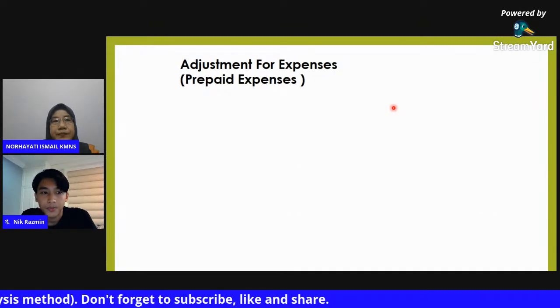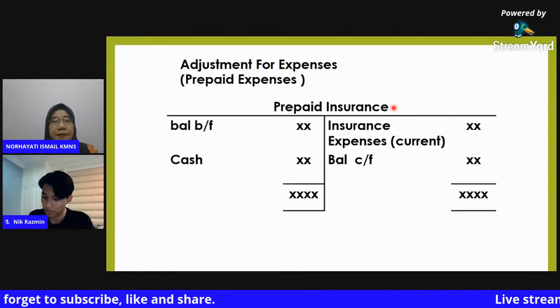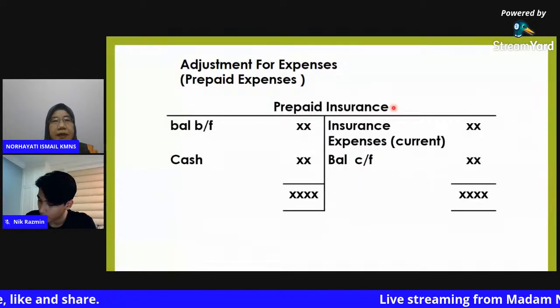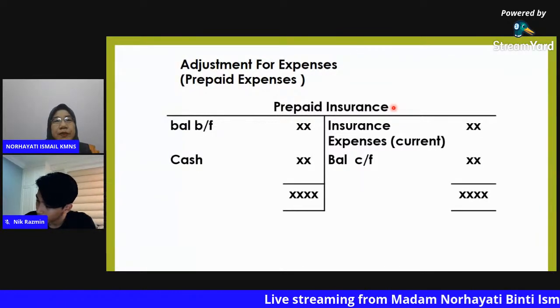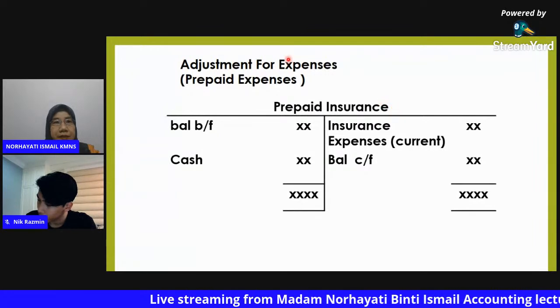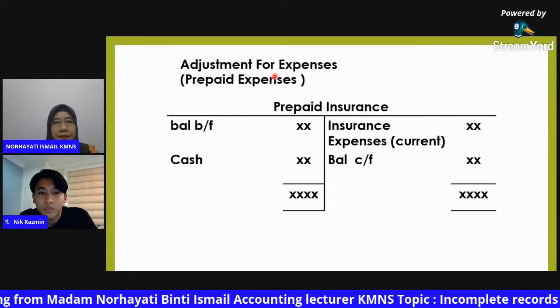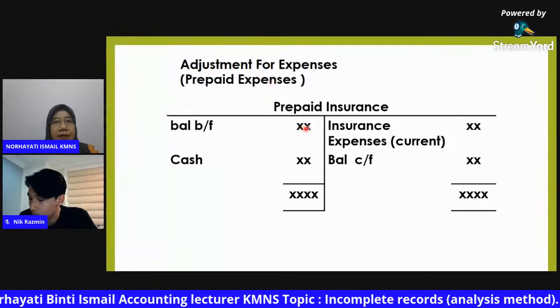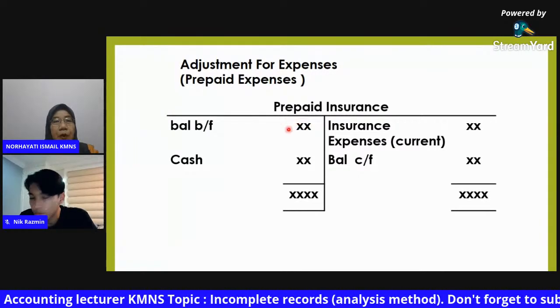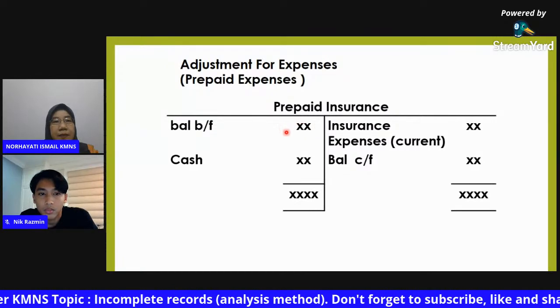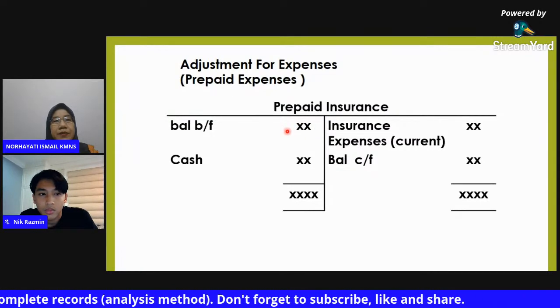Okay, another one, prepaid expenses. Okay, this is an asset. So this is part of the expenses, but we call prepaid expenses. We have to make an adjustment. So this is an asset. The balance brought forward always record in the debit side. You can refer to the question.